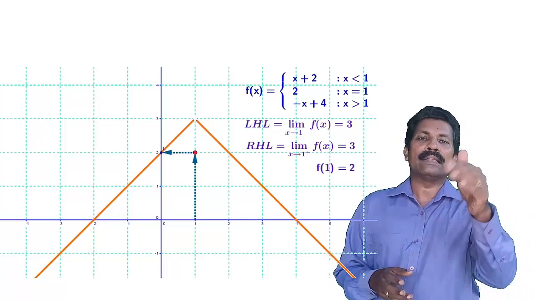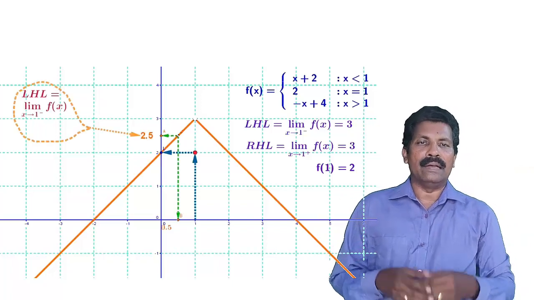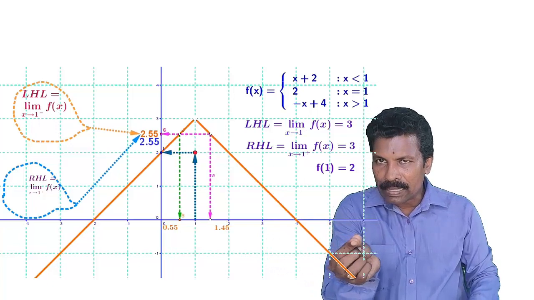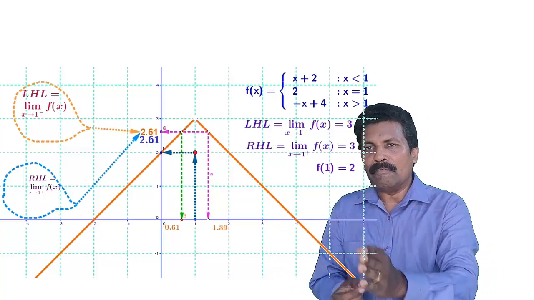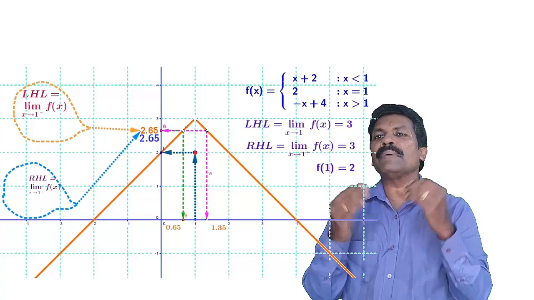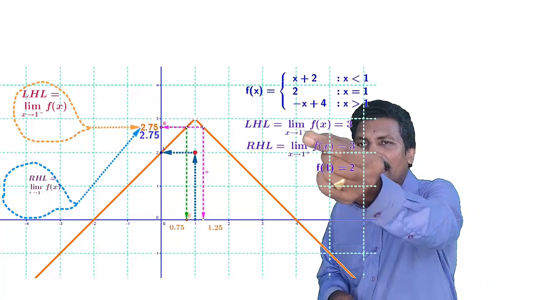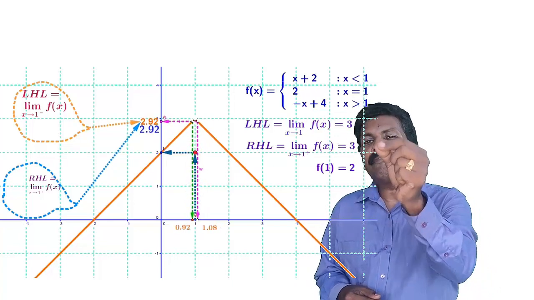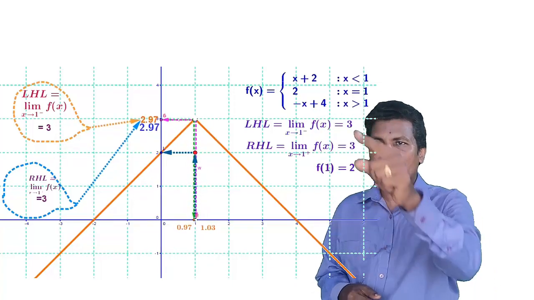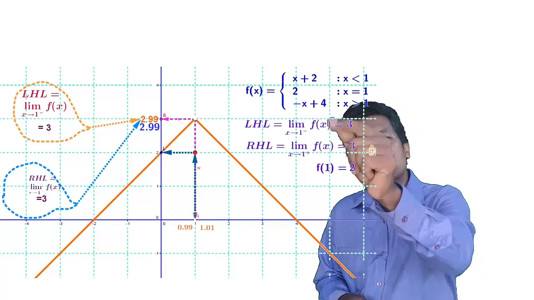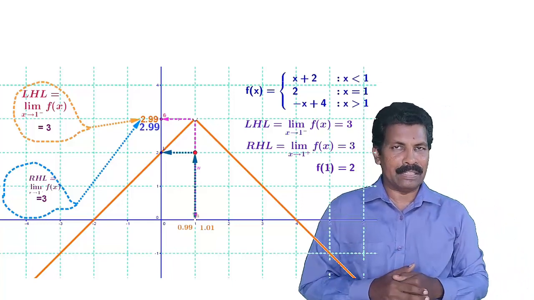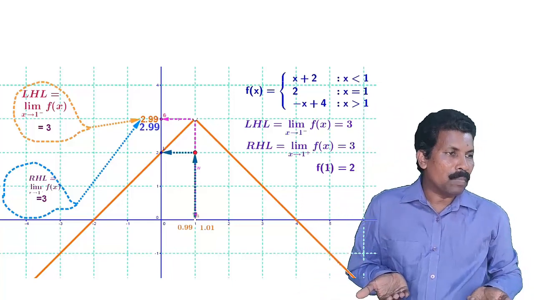Here we can see LHL is 3, RHL is 3 and f of 1 is 2. Let us see all the cases together. You see that LHL and RHL are becoming the same. They are coincident. But f of 1 is 2 only. LHL is equal to RHL, each is 3 only, but f of 1 is 2. So this is the second case: LHL is equal to RHL but not equal to the value of the function.